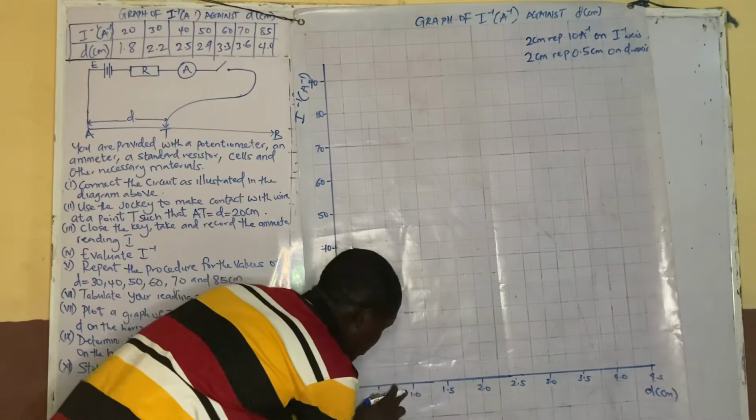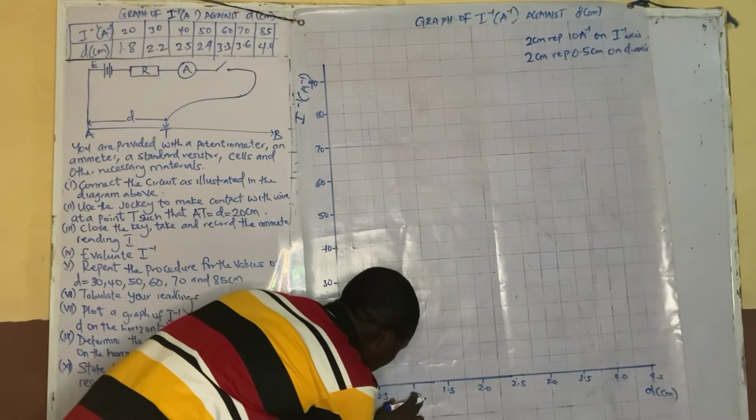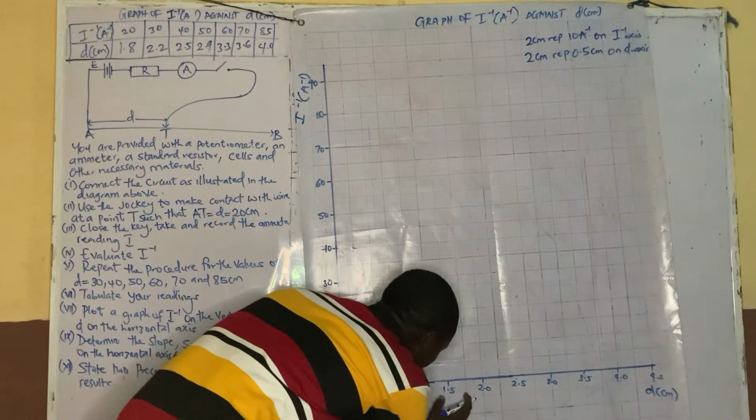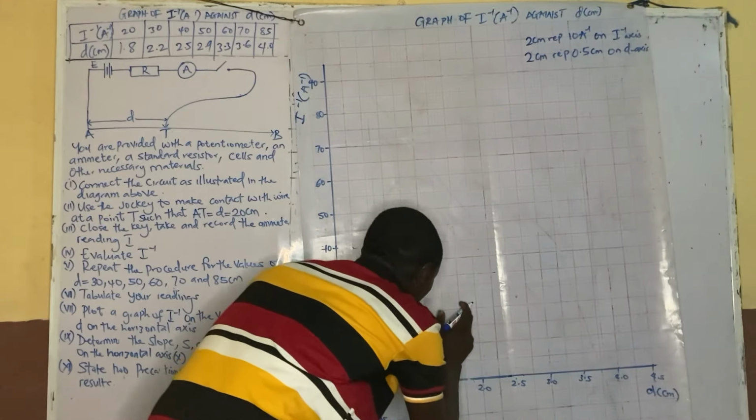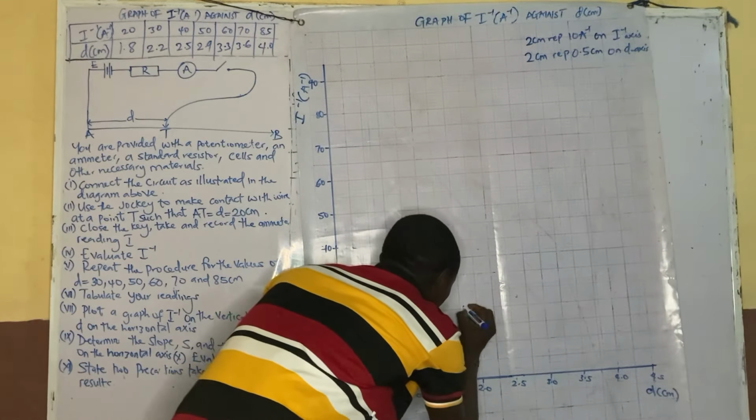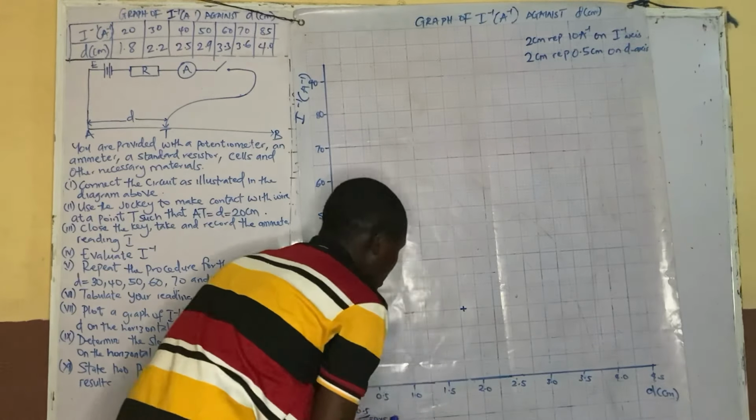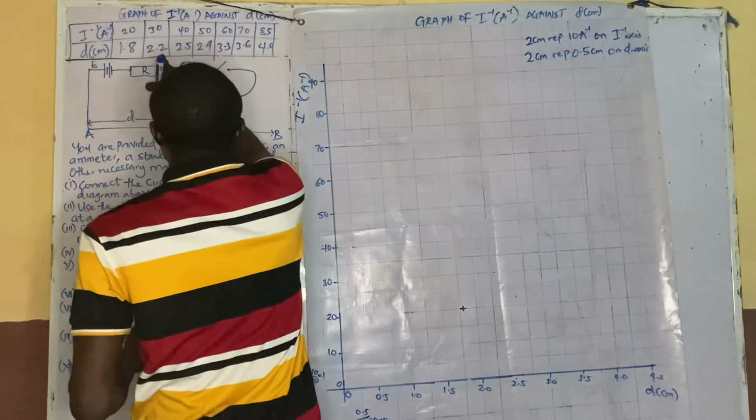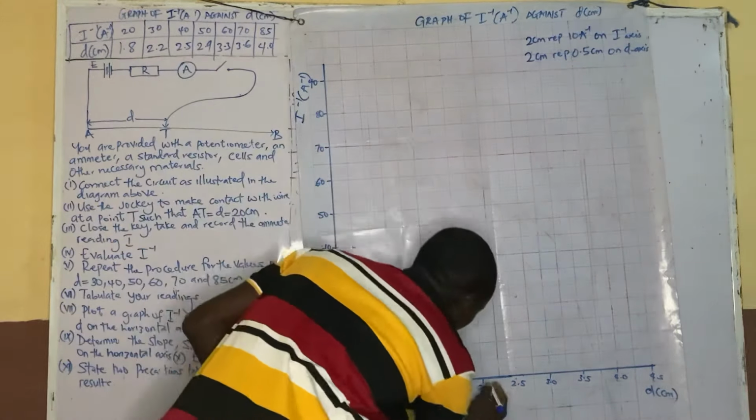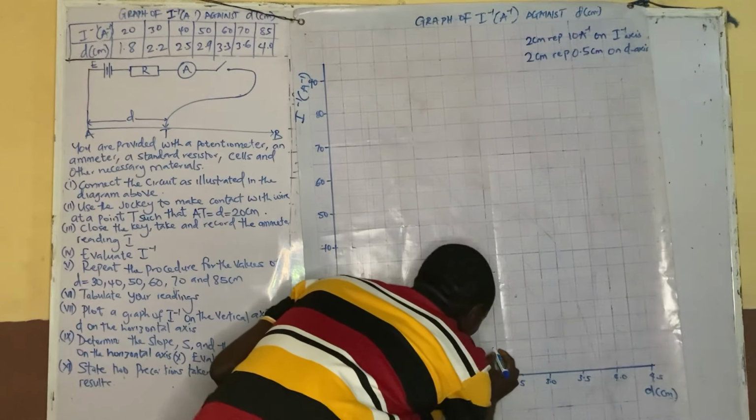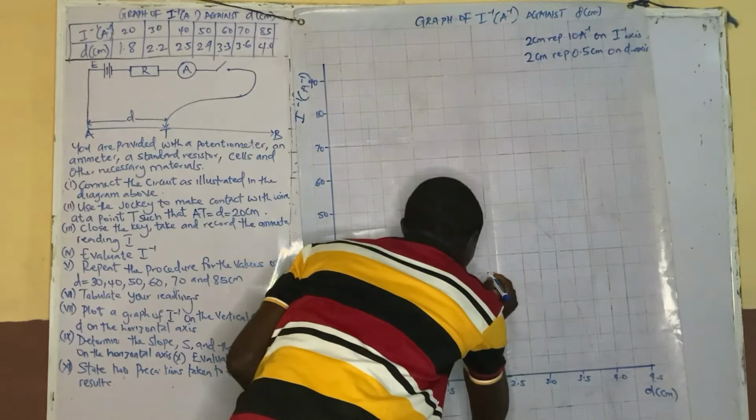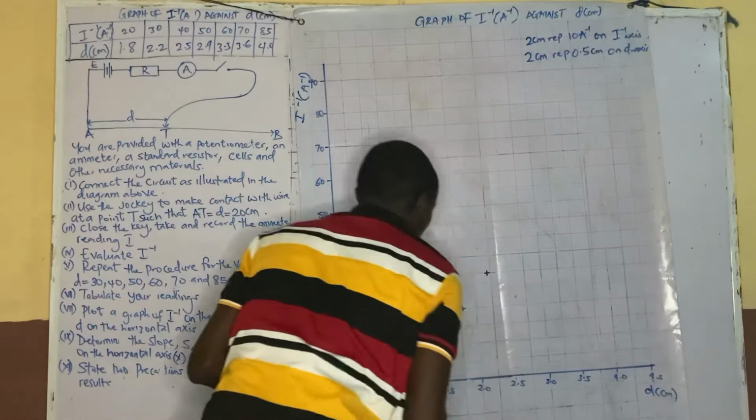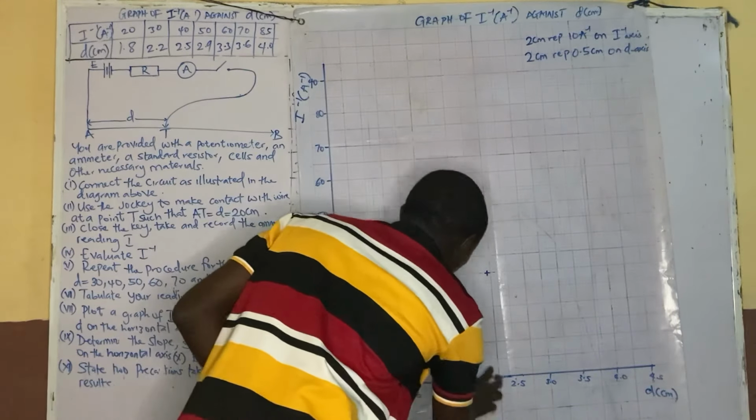We have 1.1 here, 1.2, 1.3, 1.4, 1.5, 1.6, 1.7, 1.8. So 1.8 is here. 1.8 against 20. That's the first. Now the next one is 2.2 against 30. This is 2.1, this is 2.2. So 2.2 against 30. We have another point here.